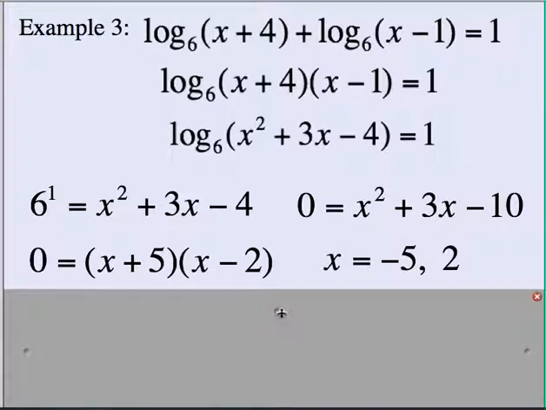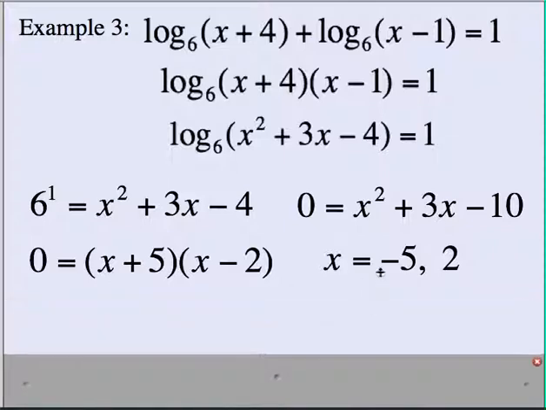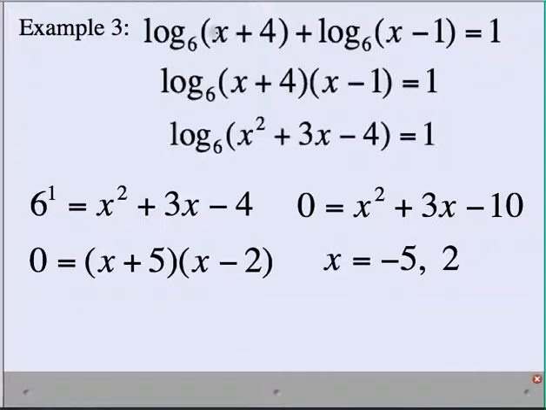But what we need to do is check our answers. When I plug them back in, I get negative 5 plus 4. That gives me a negative 1. It's not possible to get a logarithm of a negative number. So right now, negative 5 is not going to work. That's an extraneous solution. Plug 2 in. 2 plus 4 is 6, and 2 minus 1 is 1. Those both stay positive. So my only answer is going to be x equals 2.